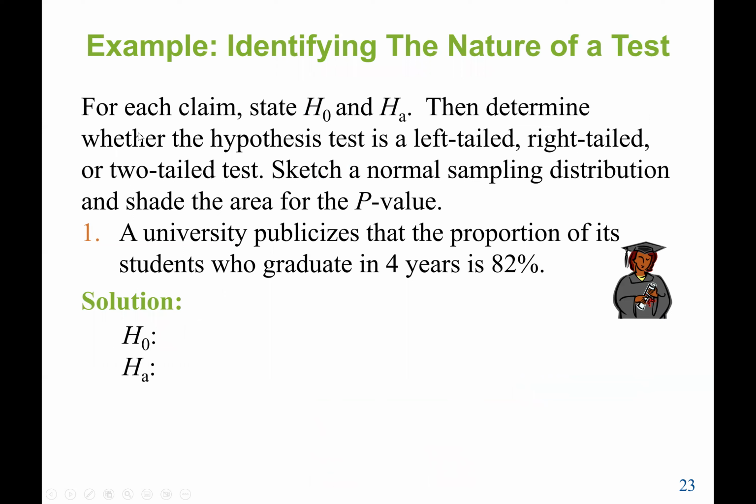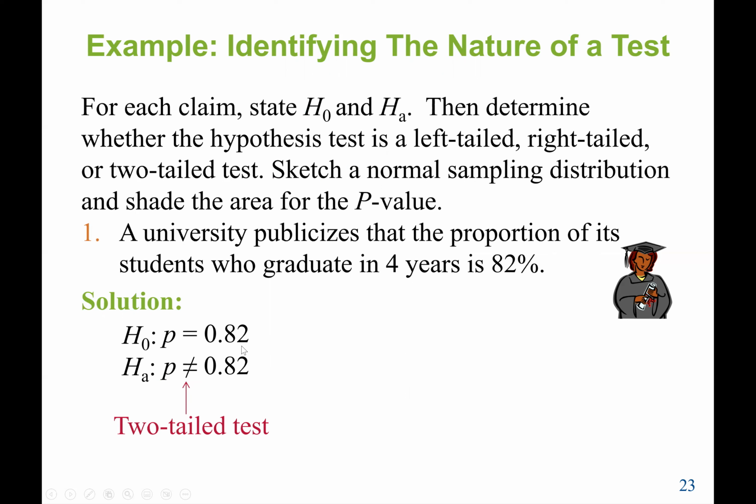Now, let's see one example here. For each claim, we should state our H0 and HA. Then we are going to determine whether the hypothesis test is a left tail, right tail, or two-tail test. We need to sketch a normal sampling distribution and shade the area for the p-value. Here we have a university that publicized that the proportion of its students who graduated in 4 years is 82%. So that will be our H0: p equal to 0.82. So HA: p not equal to 0.82. So we have a two-tail test.